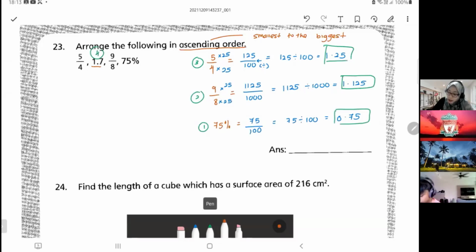Many students copy whatever they convert it to. Cannot. It is the original number that's given. So 75%, then comma 9/8, comma 5/4. That's your answer. Right?